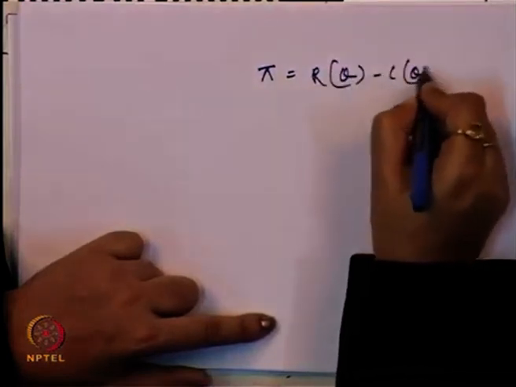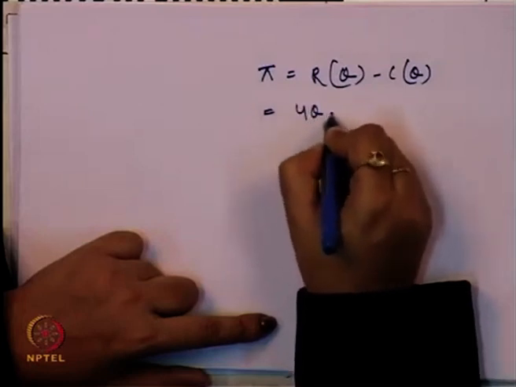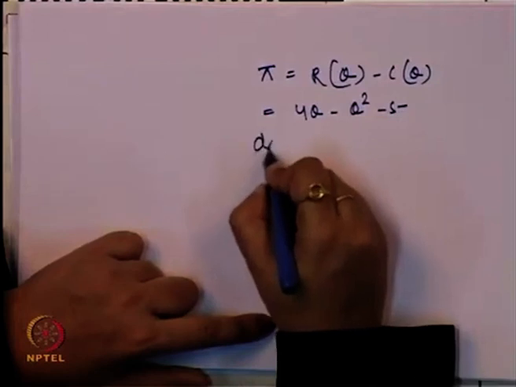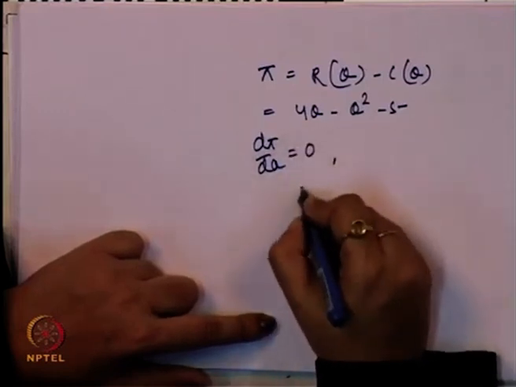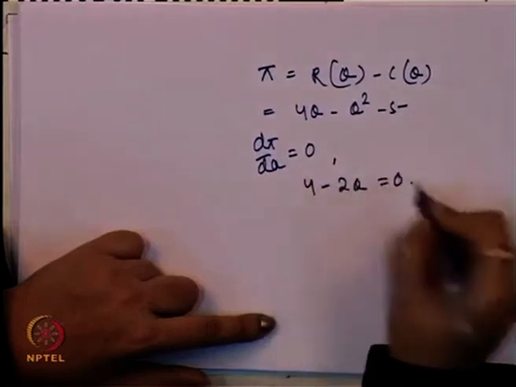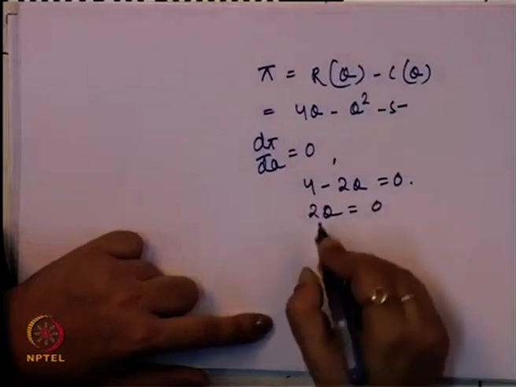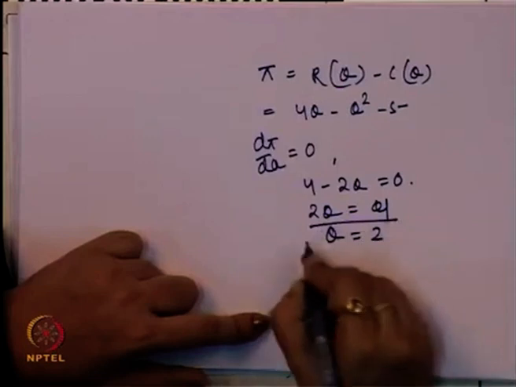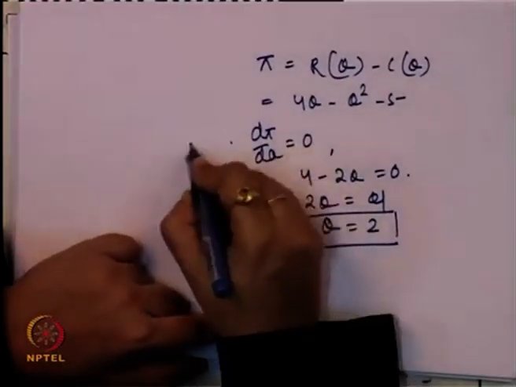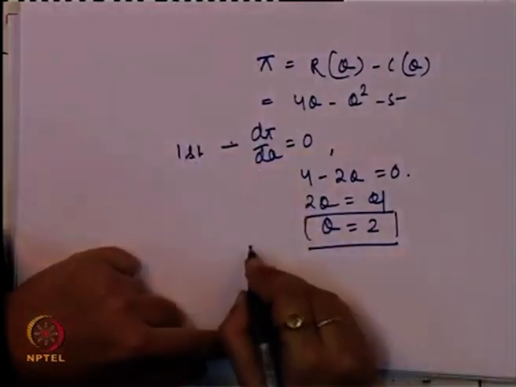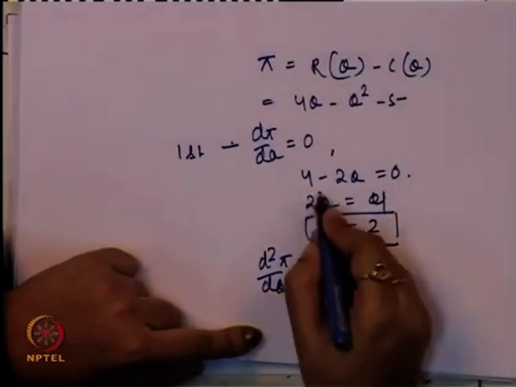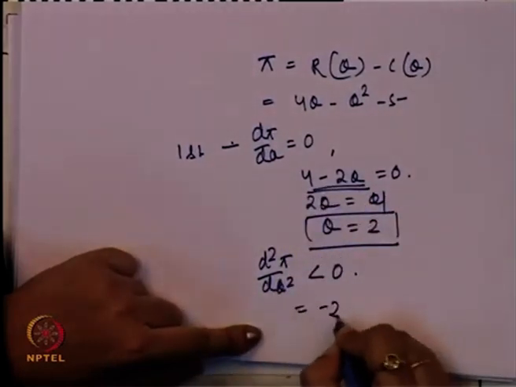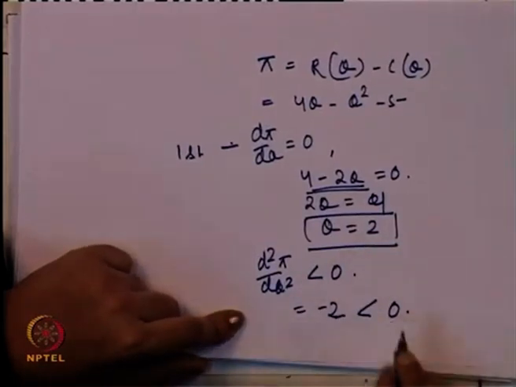In the first case, we need to find out the profit. Profit is RQ minus CQ, so that comes to 4Q minus Q square minus 5. So d pi dq should be equal to 0. That comes to 4 minus 2Q is equal to 0, so 2Q is equal to 4, Q is equal to 2. This is the first order condition. Now we need to check whether the second order condition is fulfilled or not. d square pi by dq square has to be less than 0. Taking the derivative of 4 minus 2Q, we get minus 2, which is less than 0. So the second order condition is fulfilled, Q is equal to 2.